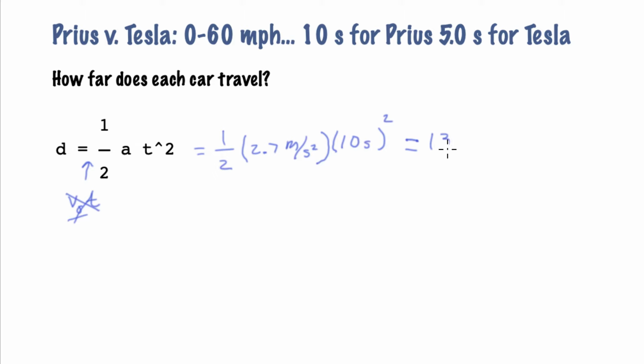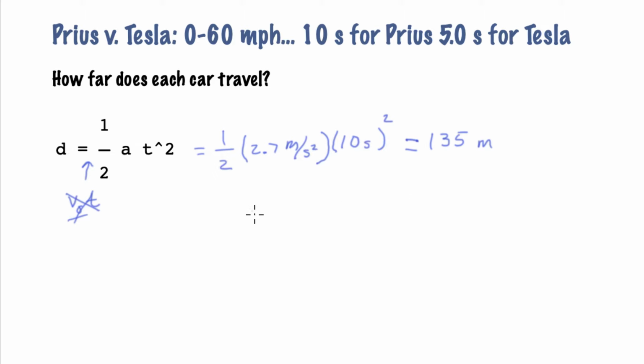Now, we could convert that into feet, but if you roughly multiply it by 3, you'd end up with feet. So it's not really all that far, maybe a little bit longer than a football field to go from 0 to 60.